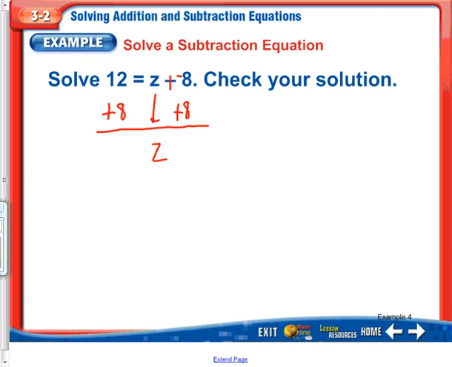And since this is a Z, I'm going to add my line in the middle so it doesn't look like a 2. And a negative 8 and a positive 8 are a 0. They cancel. So that leaves us with just our Z. If I have 12 and I have 8, I have 20, and that's my answer. Of course, you're going to want to check it with either a calculator or doing mental math, but 20 minus 8 does give us 12.